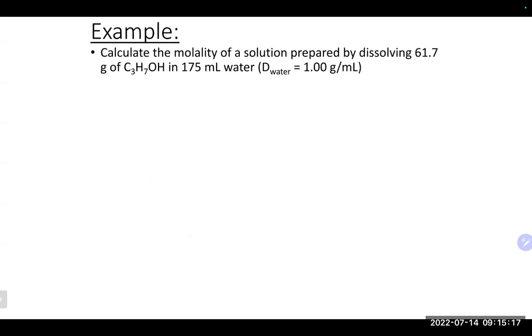What is the molality of a solution prepared by dissolving 61.7 grams of C3H7OH in 175 milliliters of water? And carbon is 12.01.